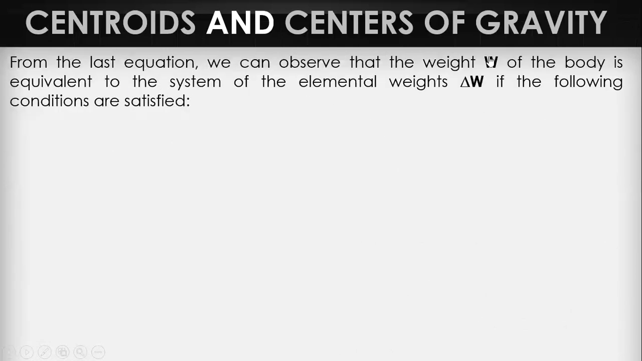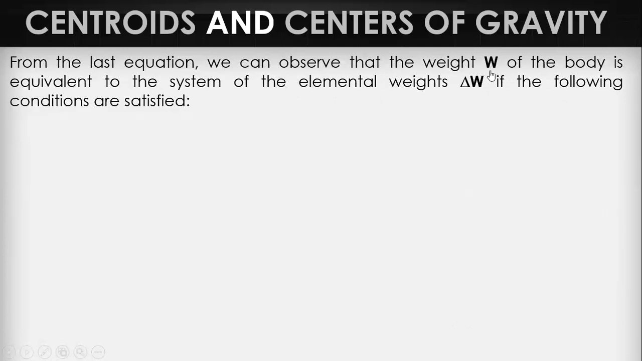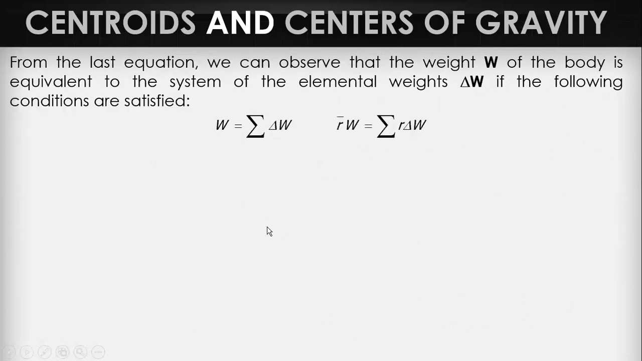we can observe that the weight W of the body is equivalent to the system of the elemental weights delta W if the following conditions are satisfied. This one. So W is equal to the sum of the elemental weights. The weight W of the body is equivalent to the system of the elemental weights delta W. And the moment, R bar cross W, is equivalent to the sum of the moments of the elemental weights. This one. Okay.